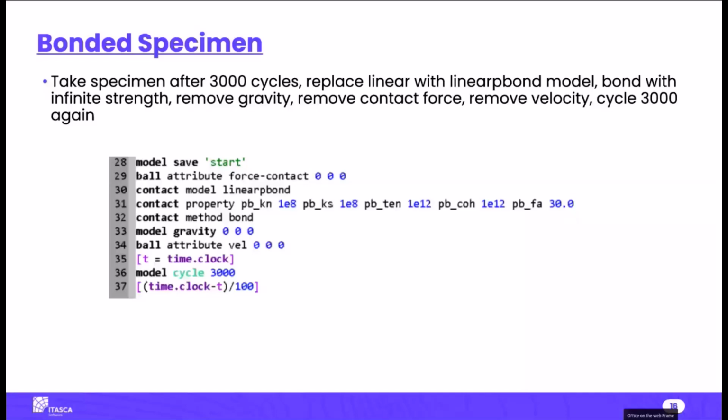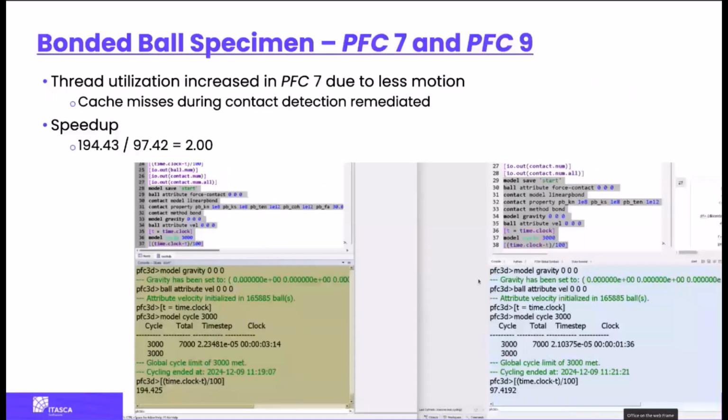In this case, for PFC 7 versus PFC 9, these are the run times here. The speed up is about a factor of 2. So what I'll say is that the speed up is dependent on the model, depending on what you're using in the model, and also whether it's really dynamic or really quasi-static. It's not uniform for every model type, and I have seen differences for different processor types, right?